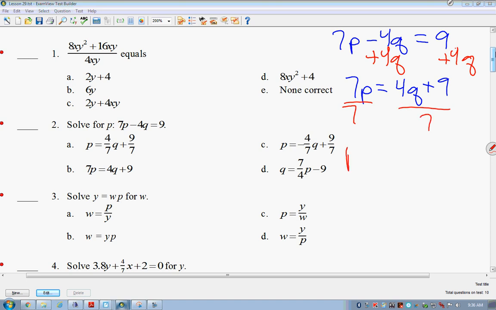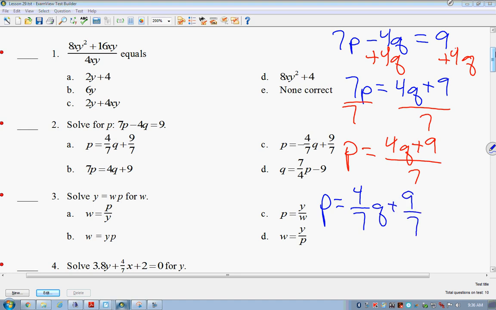So p equals 4q plus 9 divided by 7, right? You could also split it up, and I think that's what they do here. They showed us p equals 4 over 7q plus 9/7. It's the same thing. Did we see that there? Okay. You pick a variable, you move everything else over to the other side, starting with addition, subtraction, ending with multiplication and division.